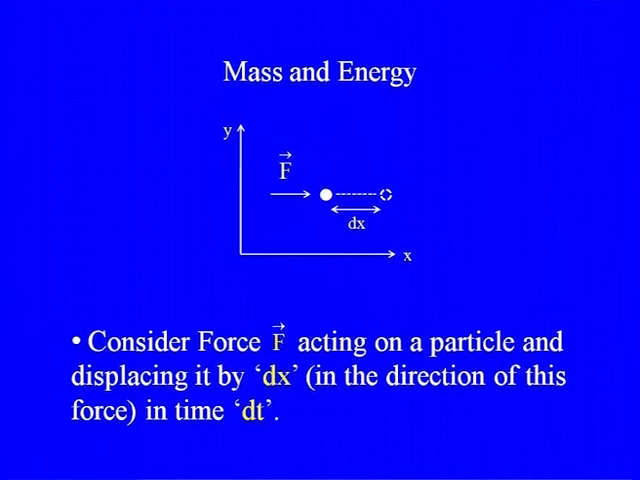Okay. So first, let's consider a force which is being applied to a body, and when this force acts, it displaces the body by a small amount dx, let's say, in time dt. So the small displacement dx, and that too in the direction of the force. So if you take the dot product, you don't need to take the vector part, it's just F dx. And then it also happens in some small time dt, right?